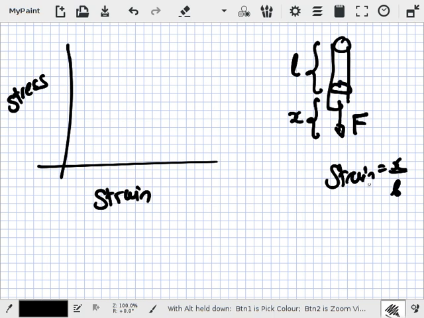So what happens, do you think, if I make the strain bigger? If the extension is bigger, what do you think happens to the stress? Bigger or smaller? What do you say? Bigger, because if you want more extension, you're going to need to pull it down more, which means you need more force, which means then more stress.